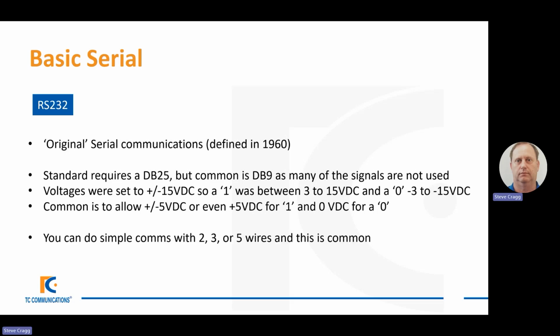And it's non-standard enough or standard enough that you can do simple communications with simply 2 wires. You do need a ground for RS-232. If you just want to transmit data, you can simply transmit data over the second wire. You can do bidirectional, in other words, sending data both directions with simply 3 wires, a receive, a transmit line, and a ground. And if you want to use flow control, 5 lines is very common. And I'll explain about flow control shortly.